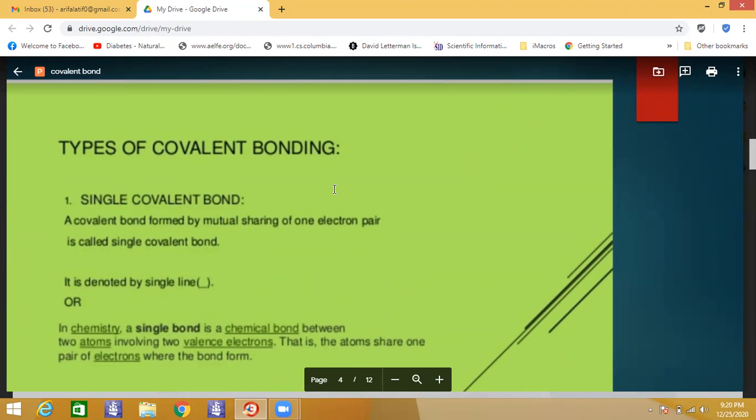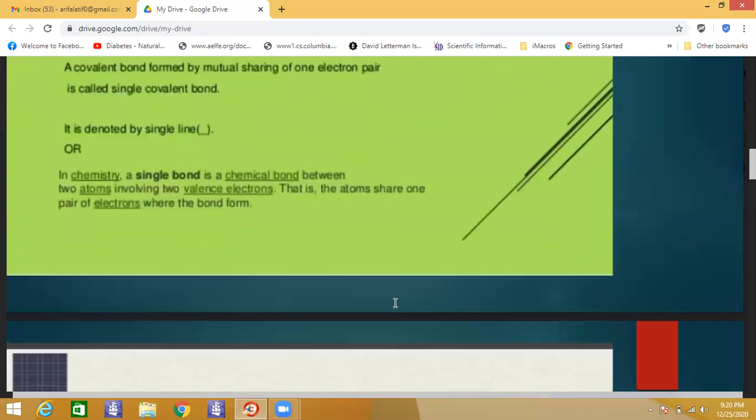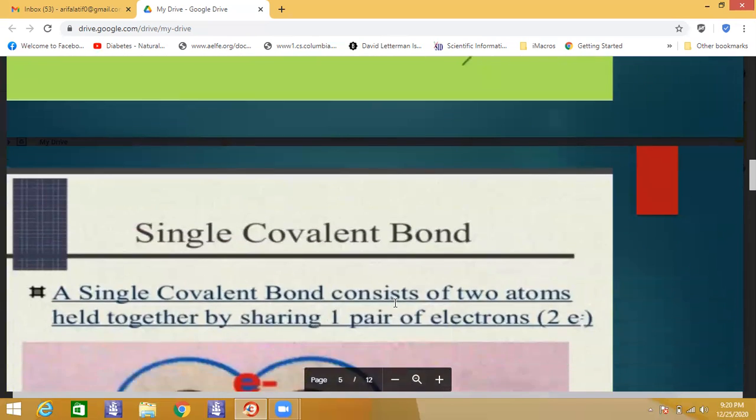So single covalent bond is formed by sharing of one electron from each adjacent atom and is denoted by a small short line, a single line. Such a pair of shared electrons is called a single bond. So when there is the mutual sharing of one electron pair, meaning one electron from each side, that is your single covalent bond, and it is denoted with a single short line between the atoms.